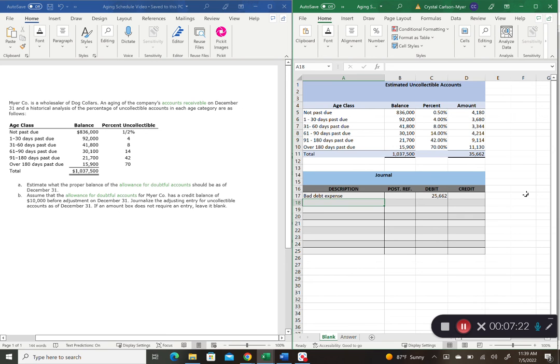You need to make a corresponding entry, a credit to your allowance for doubtful accounts. So I'm going to indent this and do allowance for doubtful accounts for $25,662. So that when I go ahead and post this to my ledger, you'll see that there's already a $10,000 credit balance in there. And once I add an additional $25,662, it'll be that correct balance of $35,662 in that account now. Okay, so that covers the aging schedule.